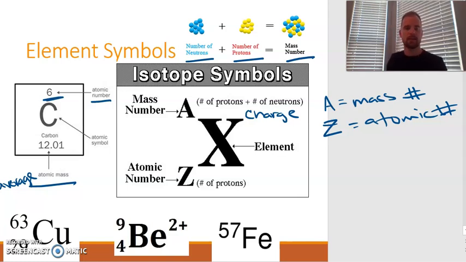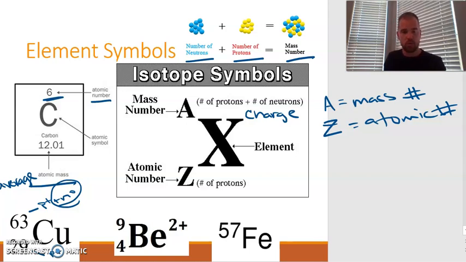Remember, what does the mass number tell us? It tells us the number of protons and neutrons. So if you have 63 protons plus neutrons, and you knew of that 63, 29 of it was the protons, you could subtract these two numbers to figure out what was the number of neutrons that that atom has.